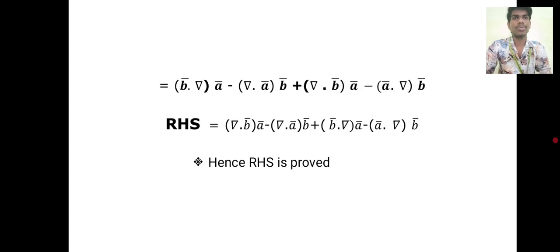Finally we got B bar dot del into A bar minus del dot A bar into B bar plus del dot B bar into A bar minus A bar dot del into B bar. RHS is equal to del dot B bar into A bar minus del dot A bar into B bar plus B bar dot del into A bar minus A bar dot del into B bar.